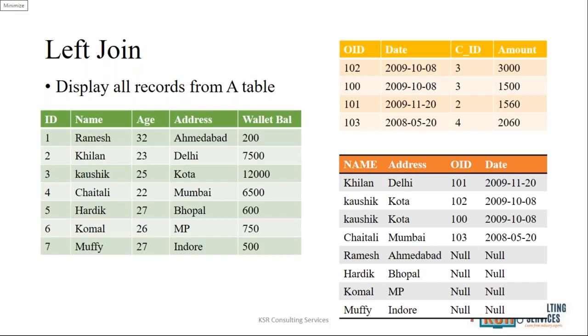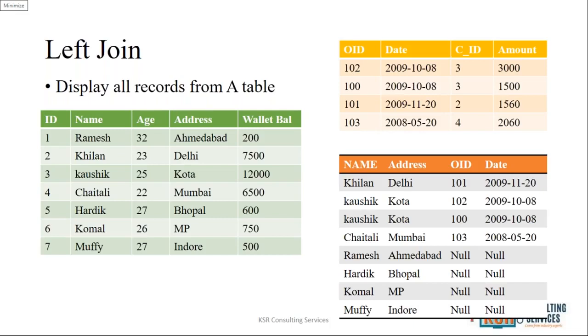Now, can you tell me, is it possible to get which are the customers who did not purchase anything? Yes, it's possible. Actually, inner join and this output are the same, like name, address, ID, date. But which columns are filled with null? Those are the customers who didn't purchase any products.